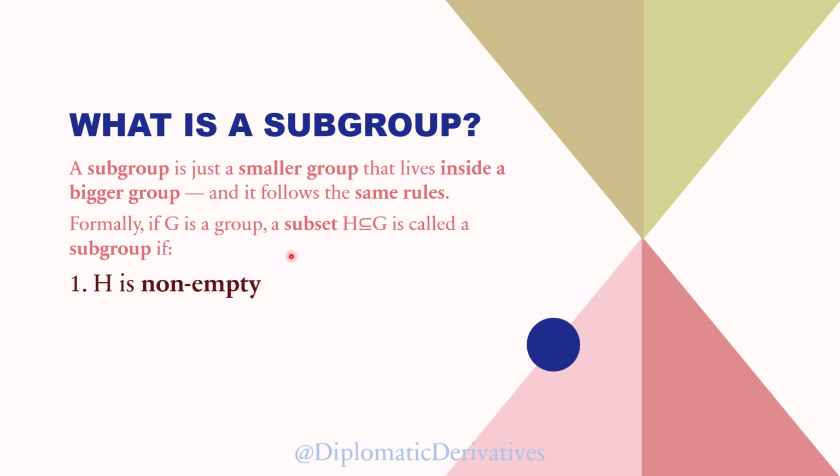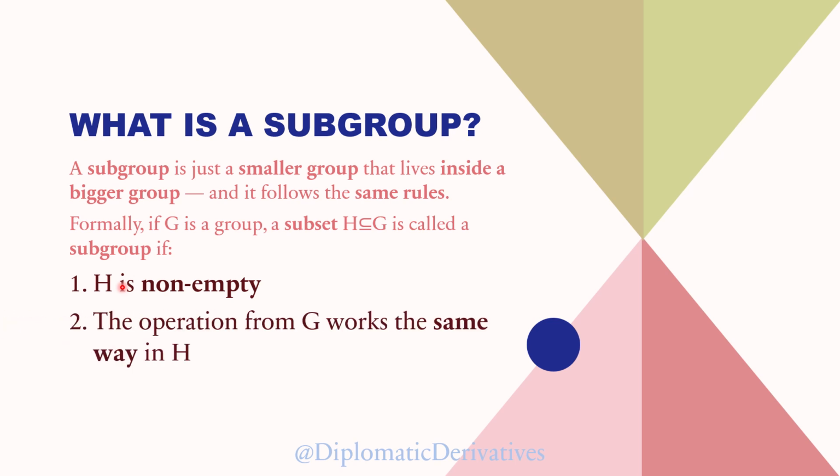H is non-empty. The first condition is that H has to be non-empty; there has to be an element in H. The operation from G works the same way in H. Whatever operation we have on G, for example, in the previous lecture we had the set Z and the operation is addition. Addition is an operation performed on the set, and then we prove with the help of the rules whether that operation works for that particular set or not. If it does, then that set is a group. In a similar way, the operation which works on G must work on H as well.